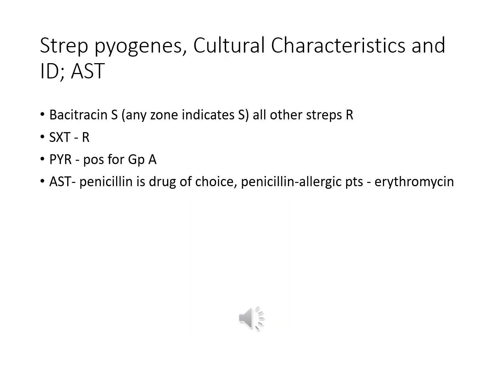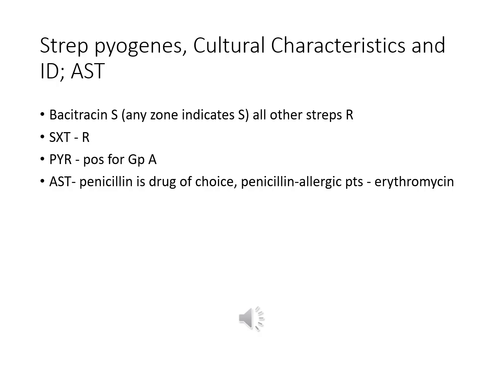And once again, we're going to be using the bacitracin disc, but we're going to be looking for zone sizes, not for antimicrobial susceptibility. So Strep pyogenes is susceptible to bacitracin, so any zone size will indicate the sensitivity, whereas all other streps are going to be resistant to bacitracin. For the SXT, the Strep pyogenes will be resistant. Your other disc that you can use for Strep pyogenes is the PYR, and this is always going to be positive for group A strep. Penicillin is going to be your drug of choice for strep A. However, if you do have patients that are allergic to penicillin, you can use erythromycin as kind of your next best step.